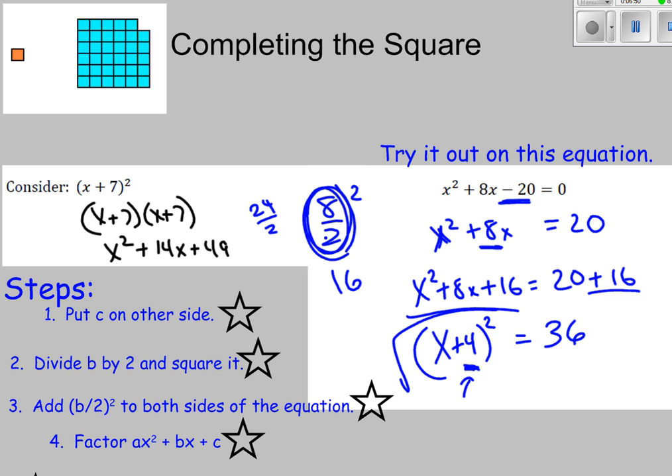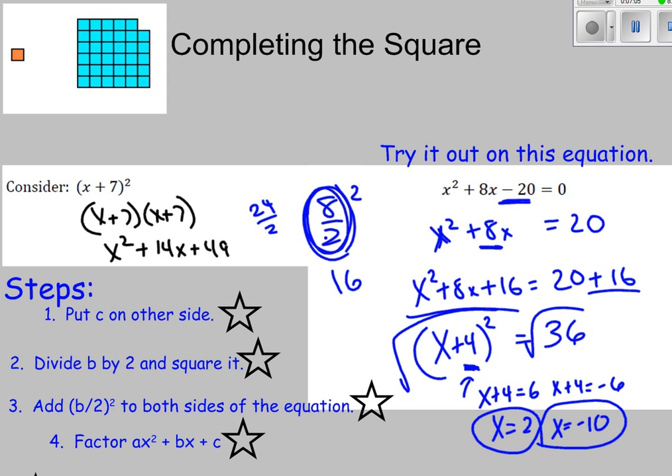So now it becomes a matter of solving by the square root. So this becomes x plus 4 equals 6, and x plus 4 equals negative 6. So x is going to be 2, and x is going to be negative 10. So that's solving by completing the square.